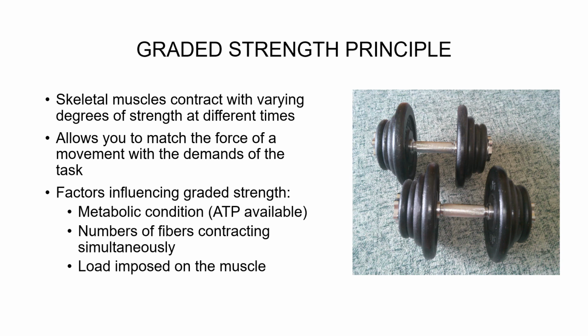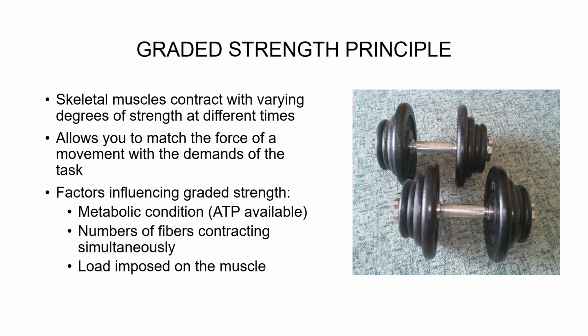Now that we've covered different types of contraction, we can talk about a couple more principles, relationship rules that kind of oversee the different types of contraction our body can do. So one here is called the graded strength principle. And the big thing with the graded strength principle is that your muscles can contract with different levels of strength at different times depending on your needs or what you have available in the muscle. So let me explain that.